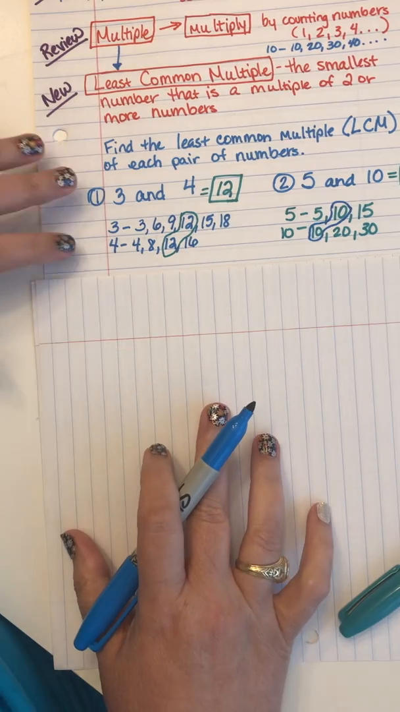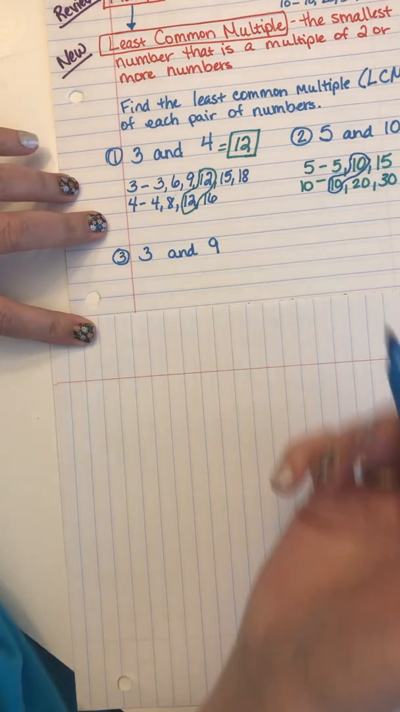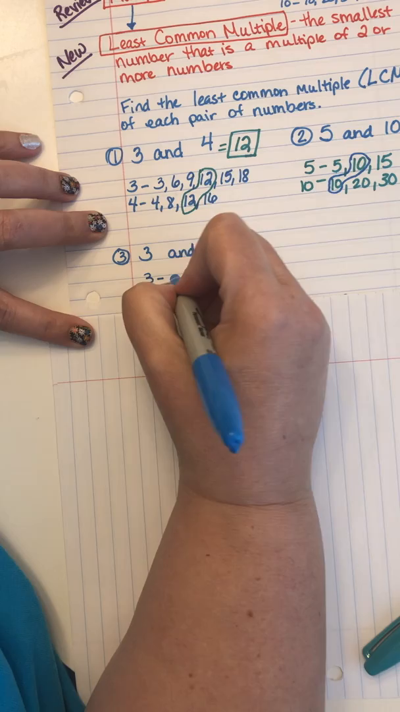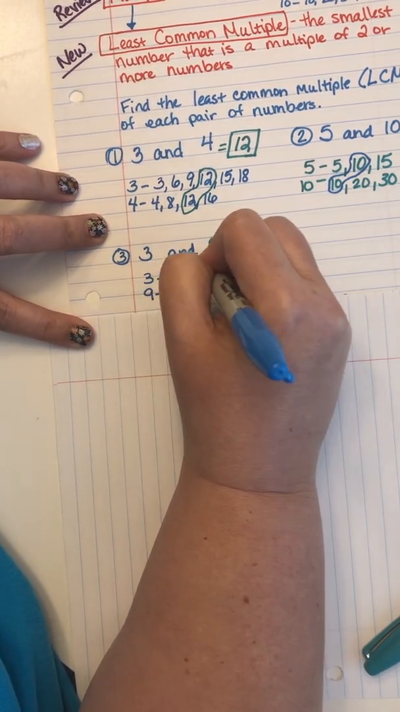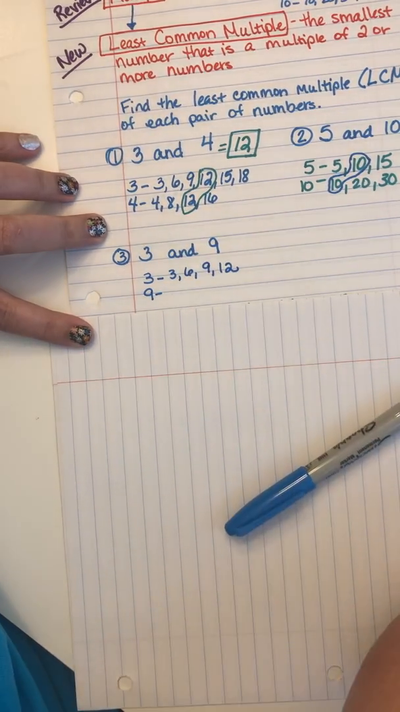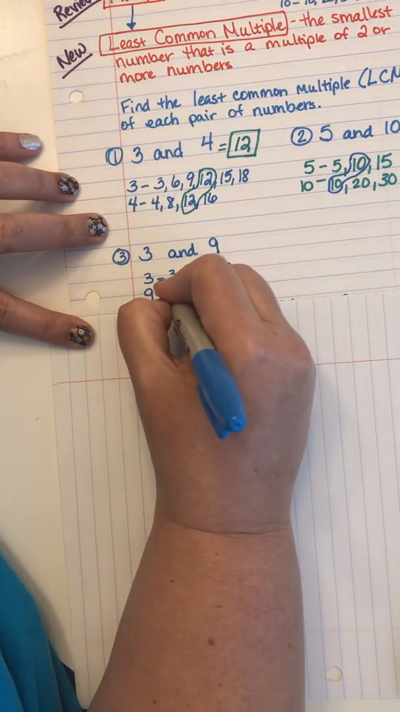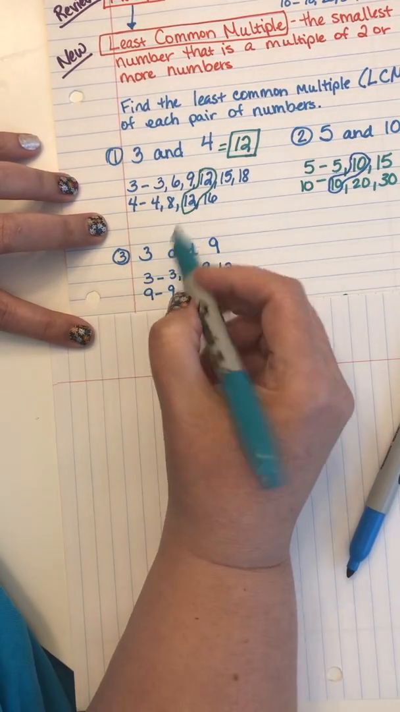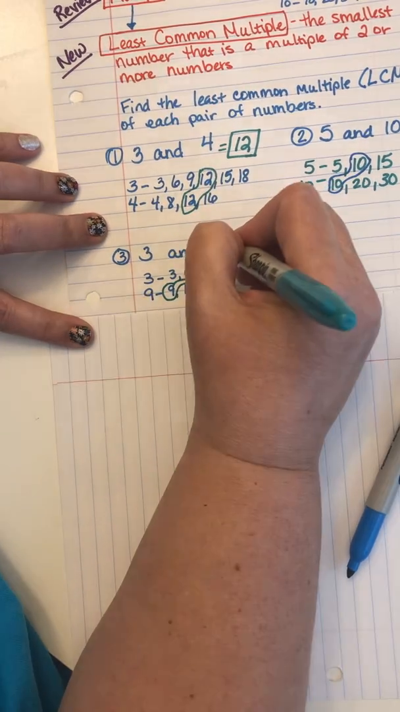So we've done this before, like I said, working with factors. This time we're going to work with multiples. So I'm going to write out my numbers, 3 and 9, and start making my list. 3 times 1 is 3. 3 times 2 is 6. 3 times 3 is 9. 3 times 4 is 12. And I'm going to stop because I think I probably already have my number. 9 times 1 is 9. 9 times 2 is 18. I'm going to stop because I see I already have my lowest common multiple here, which is 9.